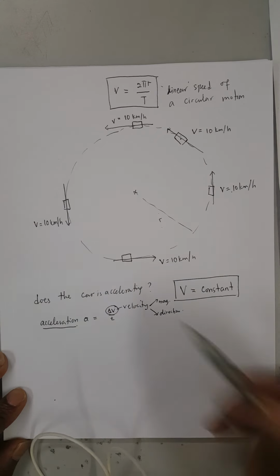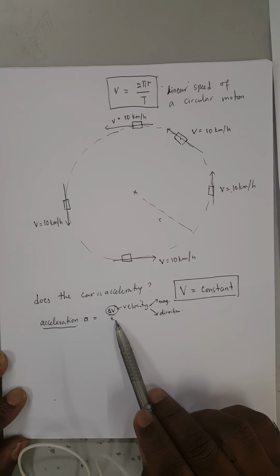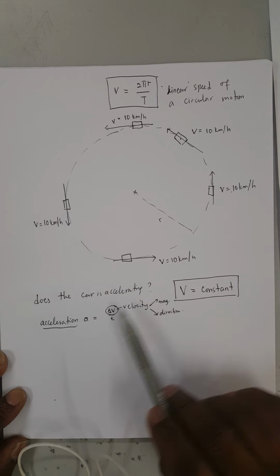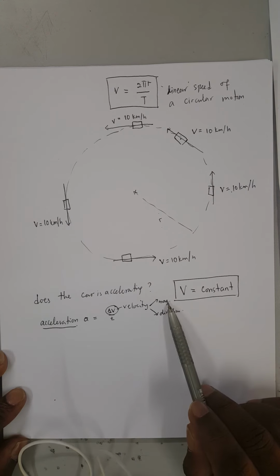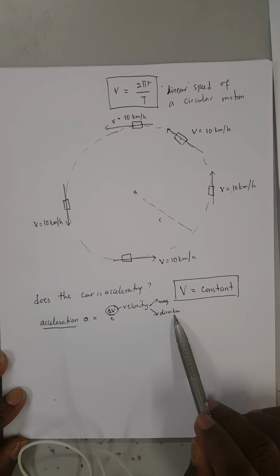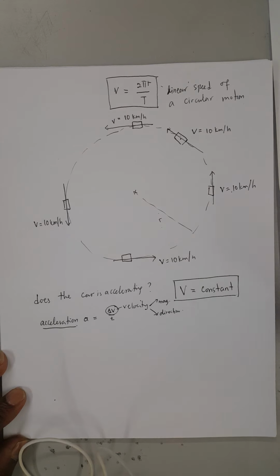Okay, so acceleration is determined by changes of velocity over time. Time is a scalar, so we don't look at time, we just look at the velocity. Velocity is a vector quantity, so it has a magnitude and also a direction. If any one of these changes, then we can say the object is accelerating. If both are constant, then the object is not accelerating, it's just moving with constant velocity.